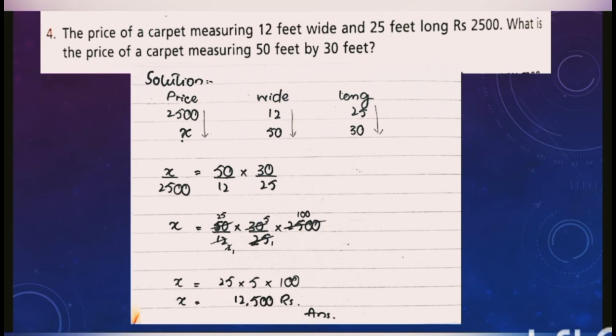Okay, so I need to find the value of x. 2500 is being divided by x, so shift it towards the right hand side and do this cancellation, and x equals 25 into 5 into 100, which is equal to 12,500 rupees. So the price of a carpet is 12,500 rupees if the measuring is 50 feet by 30 feet.